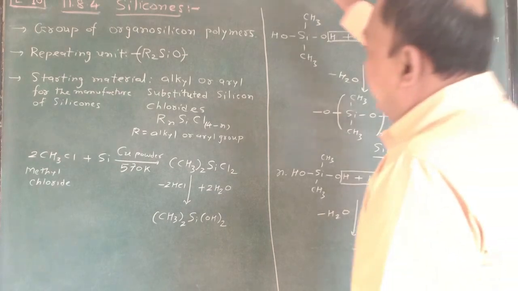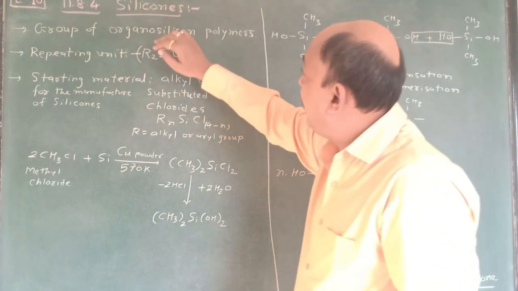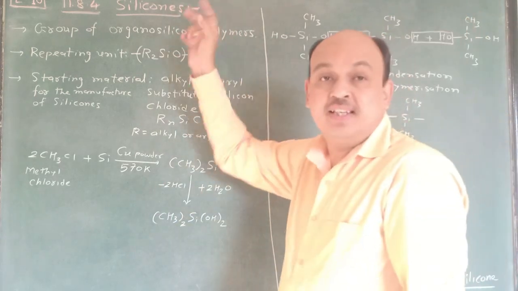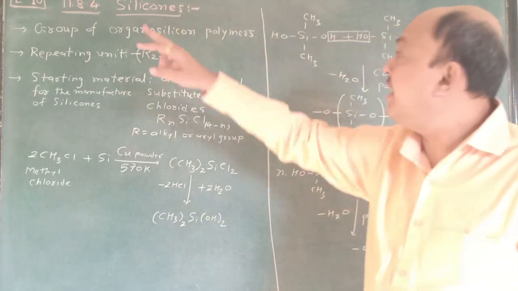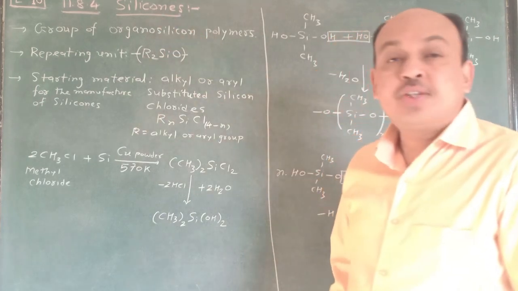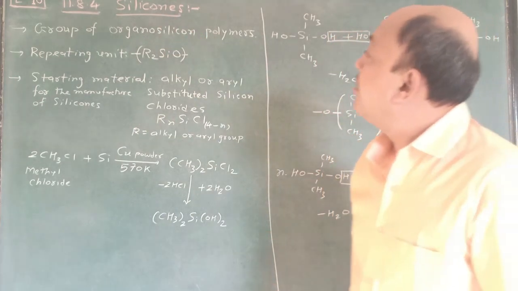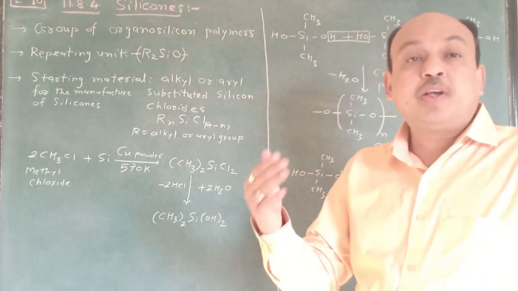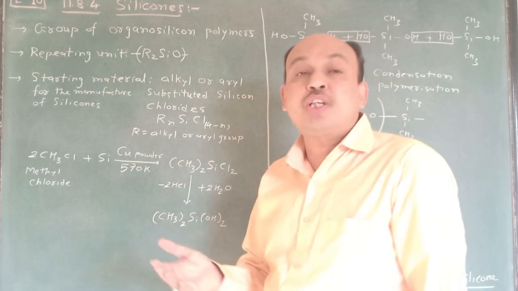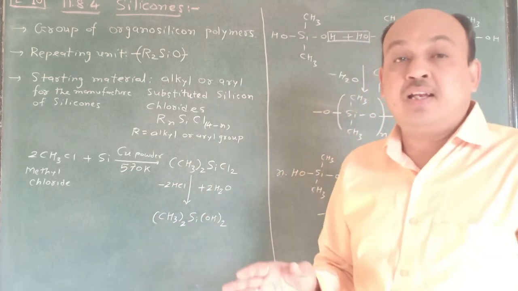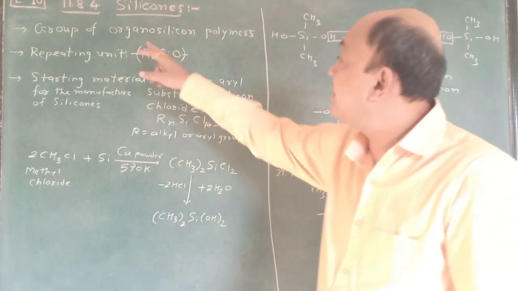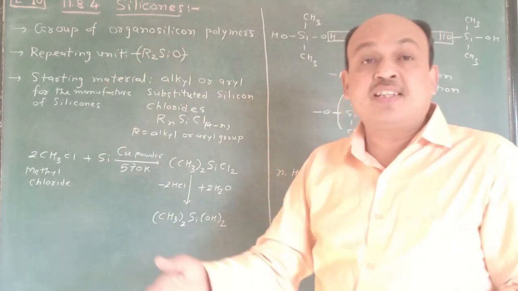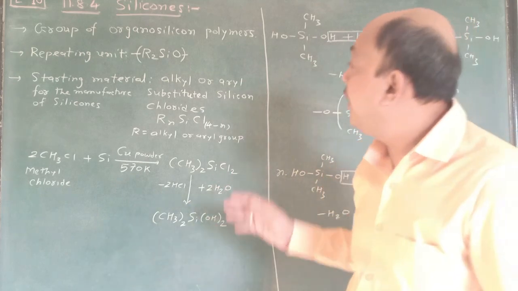Okay, now the next important compounds of silicon are silicones, S-I-L-I-C-O-N-E-S. Is it clear? This is silicones. It is a polymerization material, a group of organosilicon polymers. Why is it called organo? Because substituted alkyl or aryl groups are used here, so it is considered an organic compound, and silicon is there, so it is considered an organosilicon polymer.